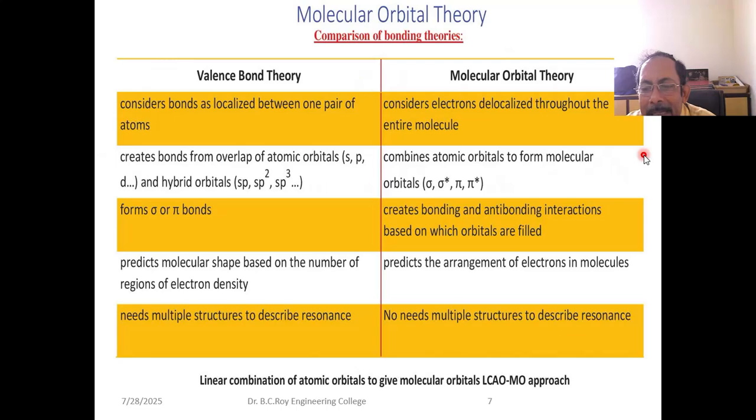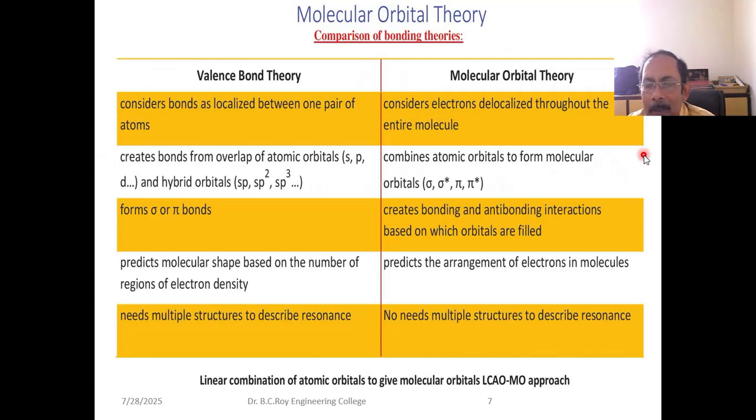In molecular orbital theory, the atomic orbitals are undergoing linear combination, that is addition and subtraction, giving us molecular orbitals which are called sigma, sigma star, pi, pi star. So the main difference between the valence bond theory and the molecular orbital theory is that in the valence bond theory we consider only the s, p, d, f orbitals, whereas in the molecular orbital theory, the combination of the orbitals gives us sigma, sigma star, pi, pi star, which are molecular orbitals, not atomic orbitals.